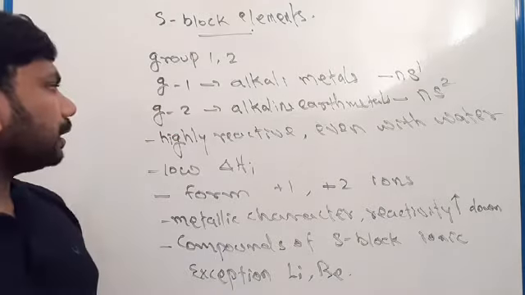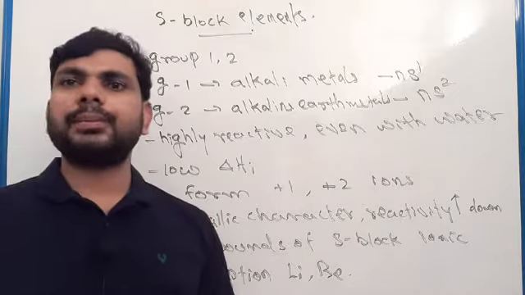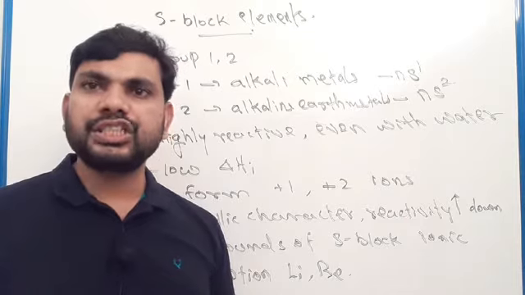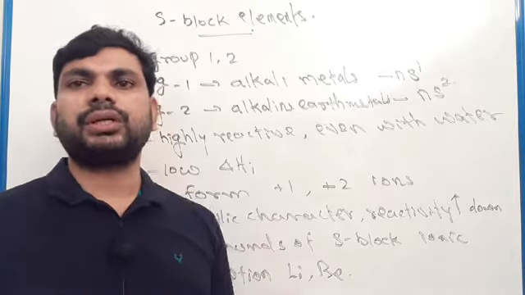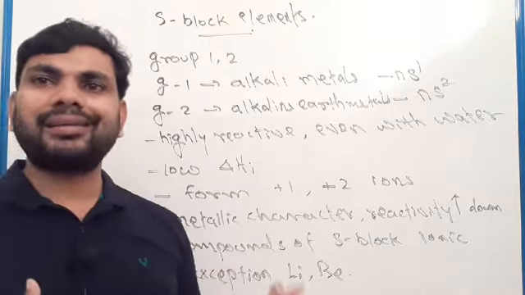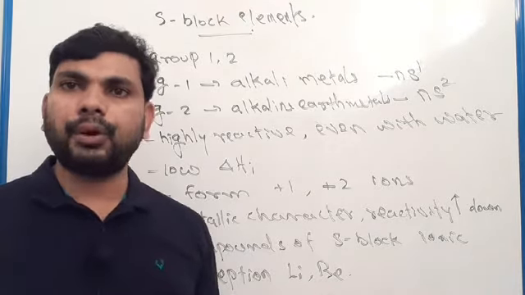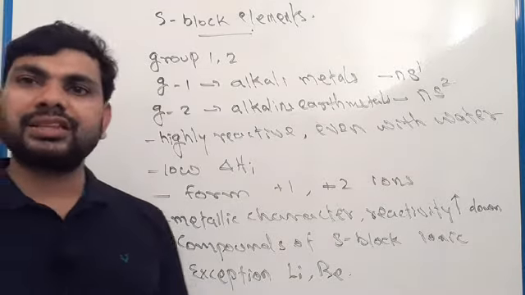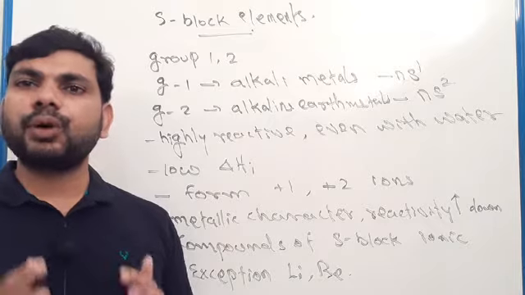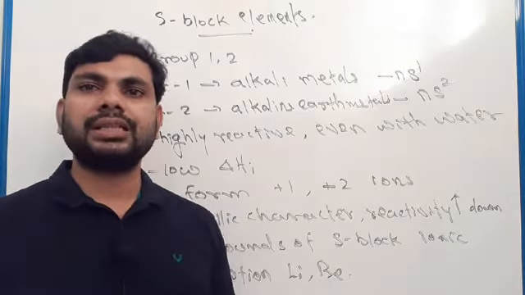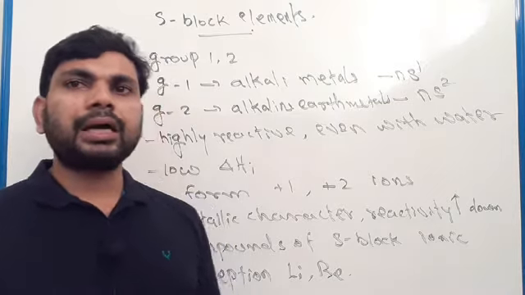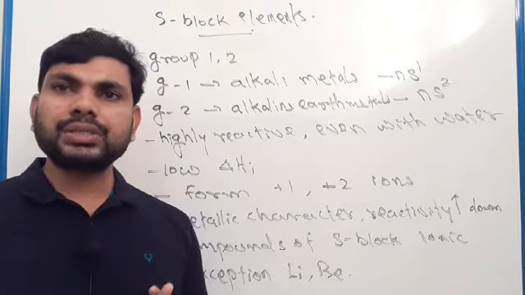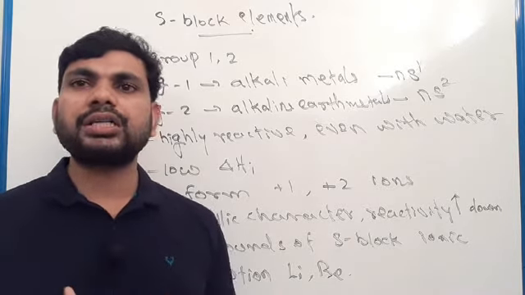Compared to other metals, s block elements are highly reactive. Even they react with water. They are soft metals, gray in color. They do not make colored compounds. And they have low ionization enthalpy comparatively. They have a strong tendency to lose electrons. After losing electrons, they form positively charged ions.